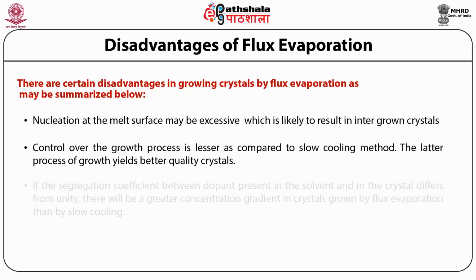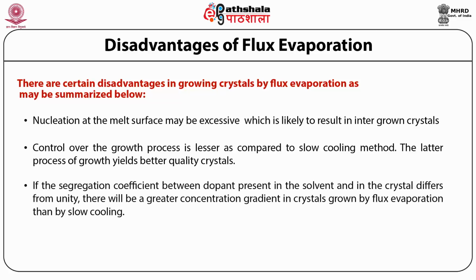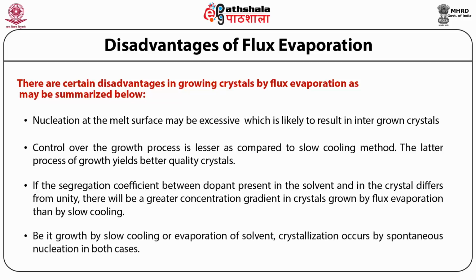Number 3. If the segregation coefficient between dopant present in the solvent and in the crystal differs from unity, there will be a greater concentration gradient in crystals grown by flux evaporation than by slow cooling. Number 4. Be it growth by slow cooling or evaporation of solvent, crystallization occurs by spontaneous nucleation in both cases.